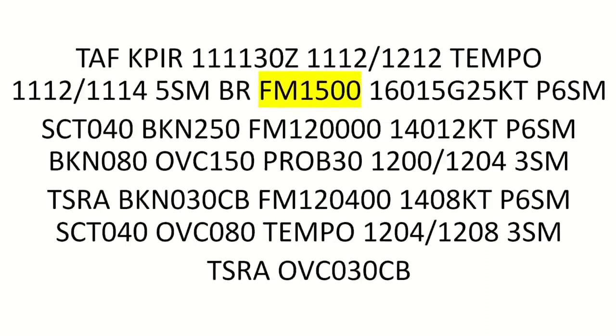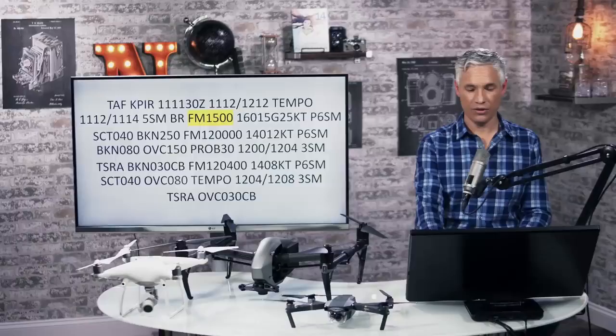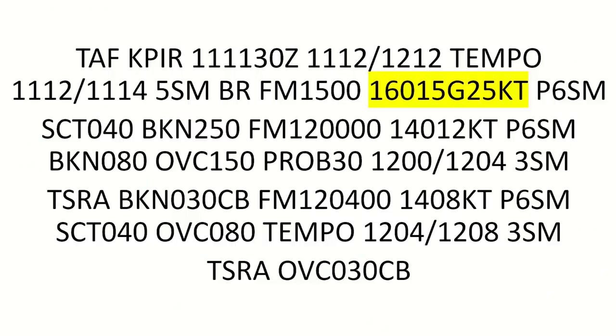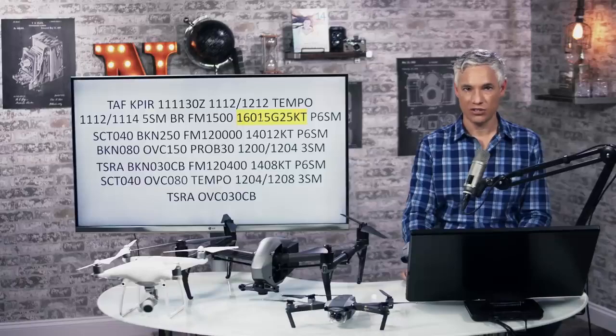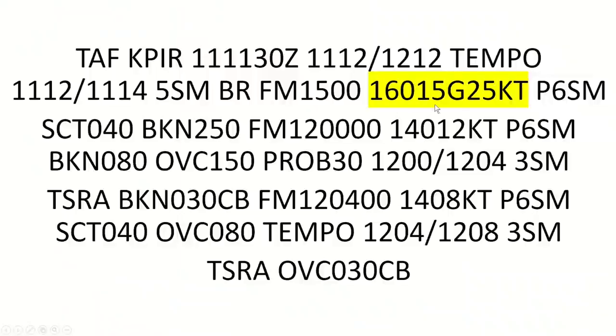FM is from 3 o'clock. Now we're moving on to a different time. From 1500 hours, from 3 o'clock. This code has a KT in it. Remember, KT stands for knots, which means the whole thing indicates wind speed. First 3 digits indicate the heading, just like METAR, so 160 degrees, southeast, at 15 knots, gusting to 25. So we see 160 degrees, 15 knots, gusting to 25 knots.